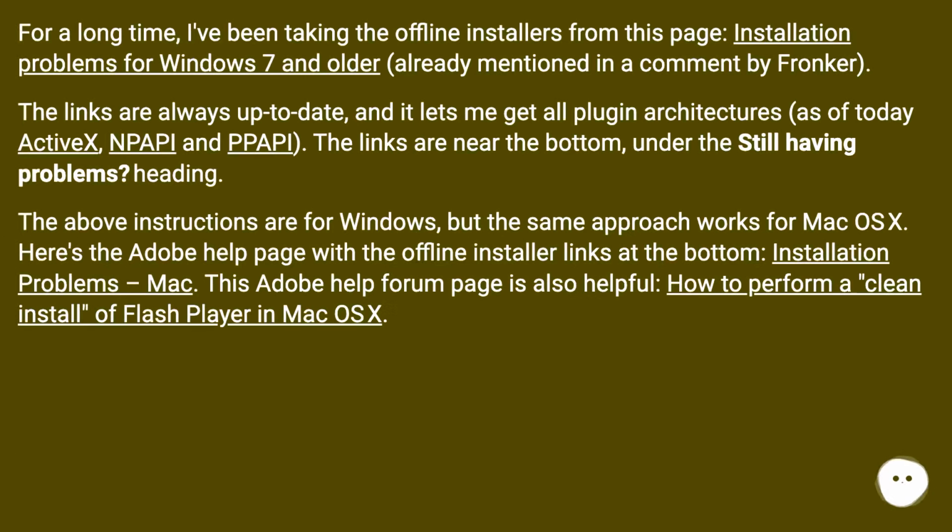For a long time, I've been taking the offline installers from this page, Installation problems for Windows 7 and older, already mentioned in a comment by Franca. The links are always up to date, and it lets me get all plugin architectures, as of today ActiveX, NPAPI and PPAPI. The links are near the bottom, under the Still Having Problems heading.